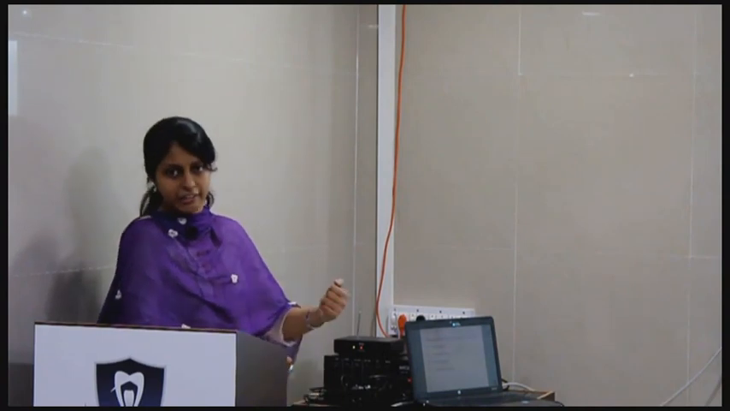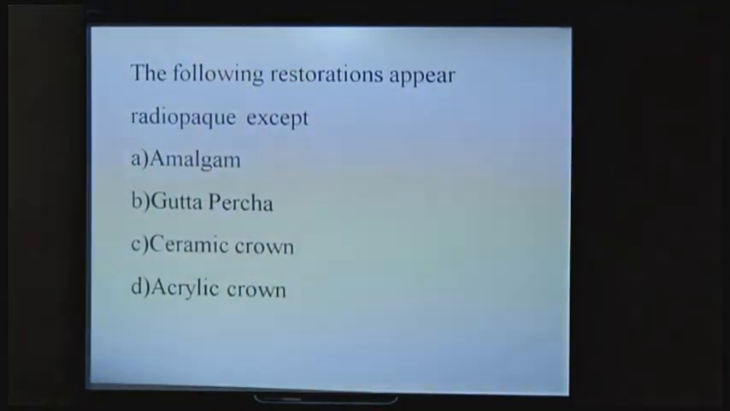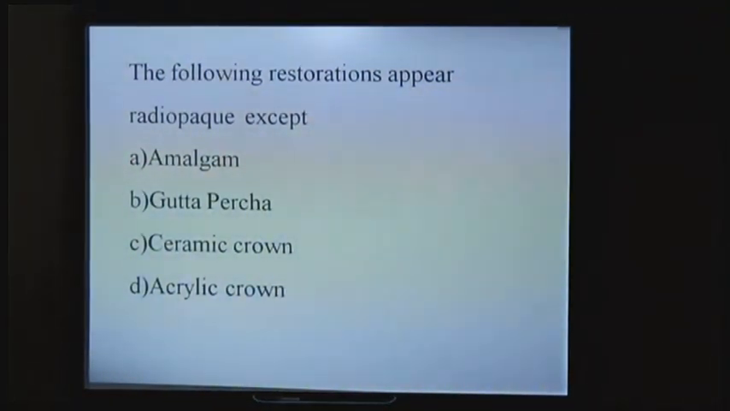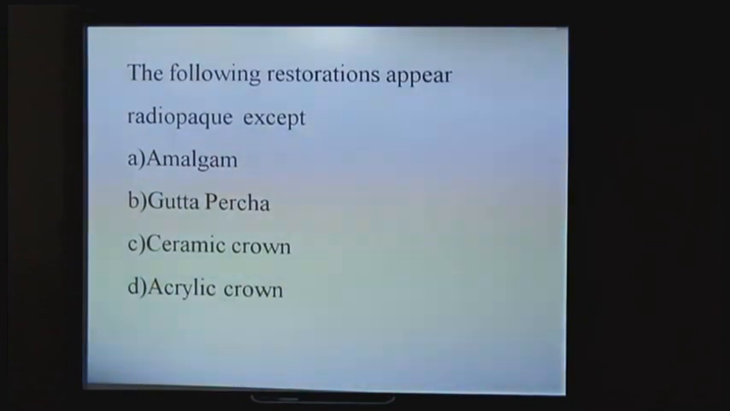What is double imaging? You are doing exposure twice. You click once and then leave, it's fine, but you click once and then click again, then it becomes a double image. The following restorations appear radiopaque except acrylic crown.